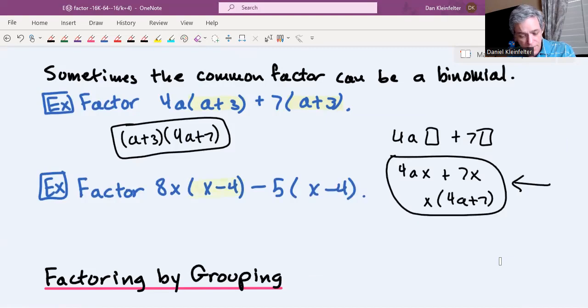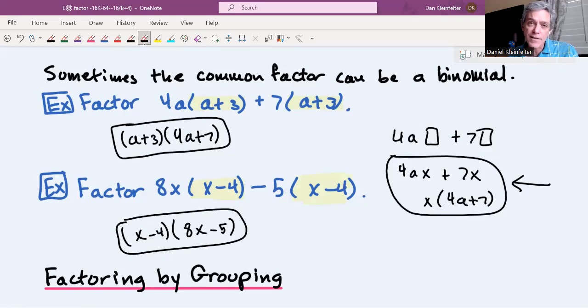So let's again highlight that. X minus 4, we're going to treat that as a unit, or one big piece. So we have 8x times something minus 5 times something. We'll factor out that something they have in common. What's left behind is 8x minus 5. Okay, and that's the end of that.